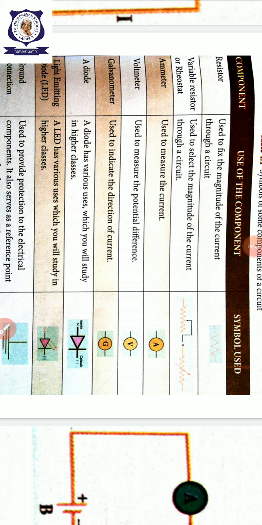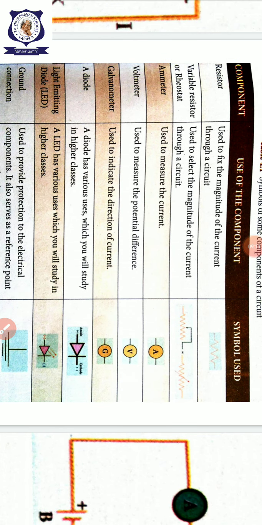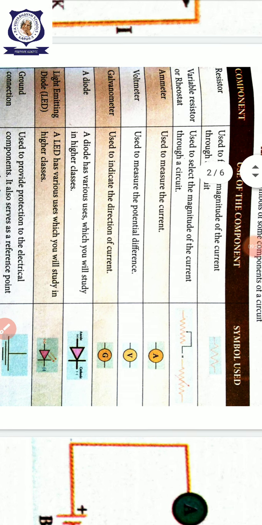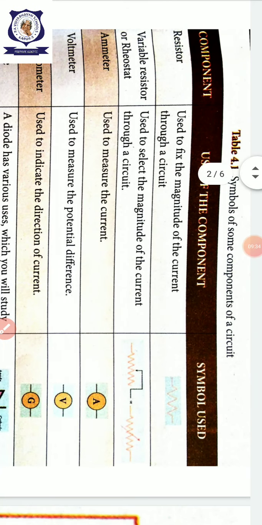For example, variable resistance or rheostat. In this picture, see the zigzag lines and there is an arrow mark. If it is present like this, we call it variable resistance. So variable resistance or rheostat is represented by zigzag lines with an arrow mark. Normally a fixed resistor has this symbol. Fixed resistors are used to fix the magnitude of the current through a circuit. Already I showed you in the circuit the same.